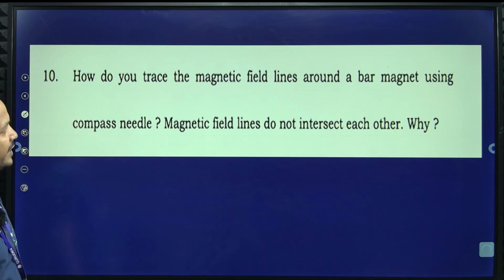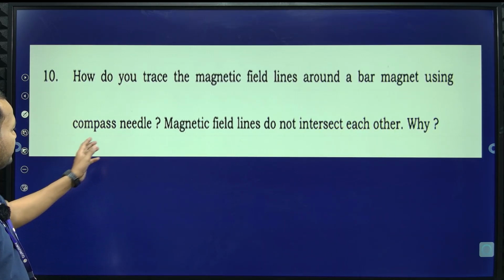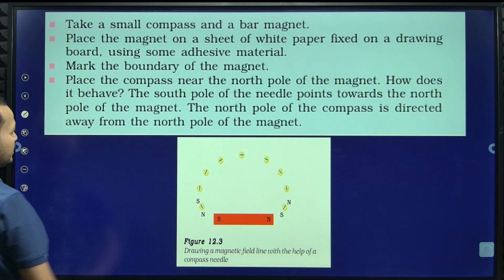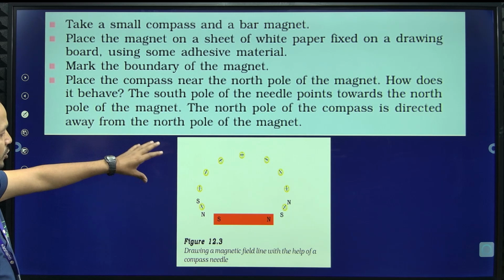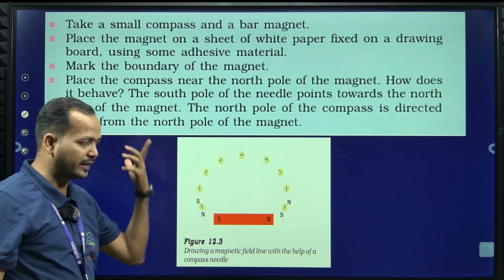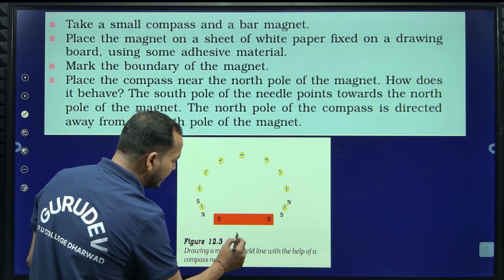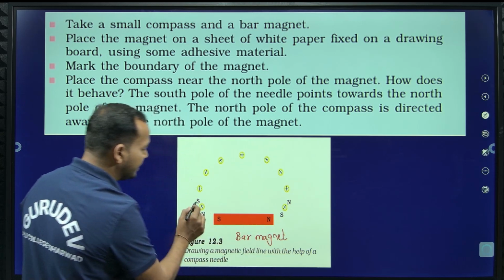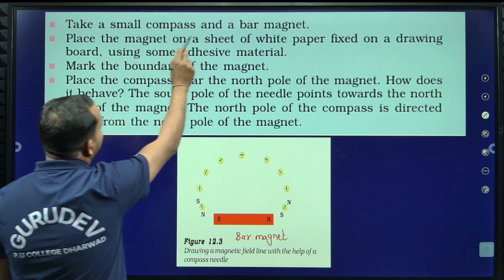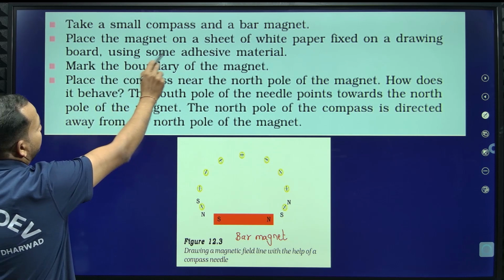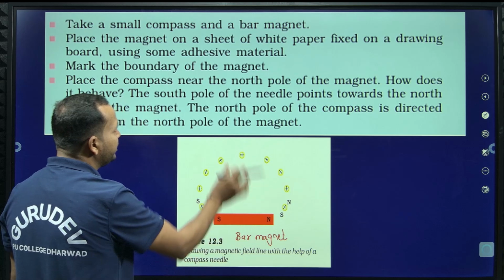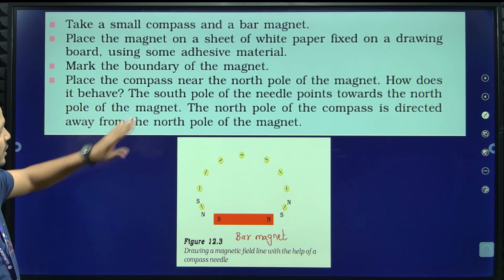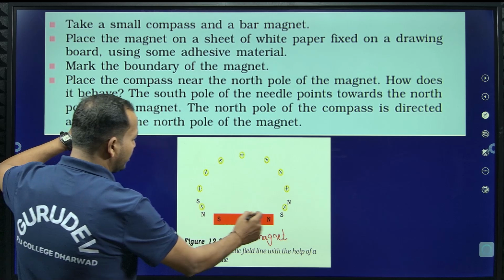Then, how do you trace magnetic field lines around a bar magnet? Using a compass needle. Magnetic field lines do not intersect each other. Why? We have to explain. We can see this diagram here. First, how you trace the magnetic field lines using a bar magnet and a needle compass box. This is a bar magnet, and this is a needle compass box. First, take a small compass and a bar magnet. Place the magnet on a plain sheet of paper fixed on a drawing board using some adhesive material. Then mark the boundary of the magnet.